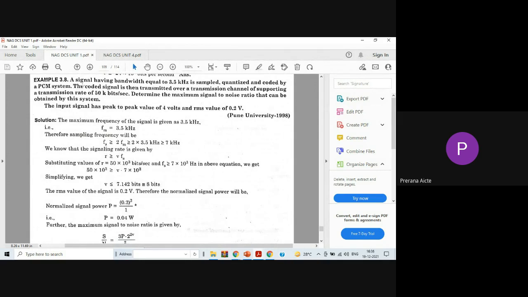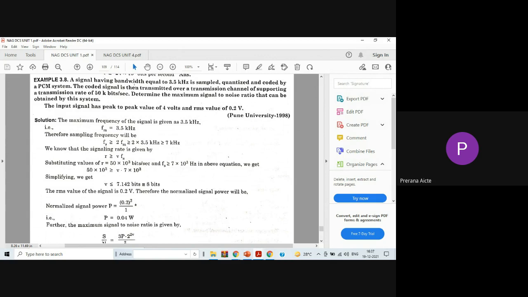This one: a signal having a bandwidth equal to 3.5 kilohertz is sampled first, quantized and coded by a PCM system. Then the coded signal is transmitted over a channel supporting a transmission rate of 50 kilobits per second. Then we have to find the signal to noise ratio that can be obtained by a system whose input signal has a peak to peak value of 4 volts and an RMS value of 0.2 volts. Remember, peak to peak value as 4 volts and root mean square value as 0.2 volts.